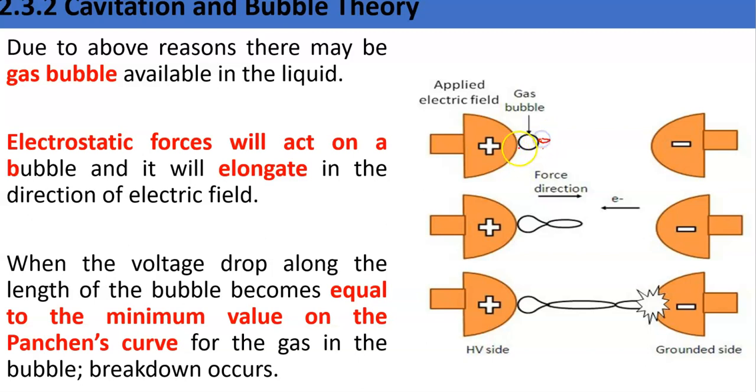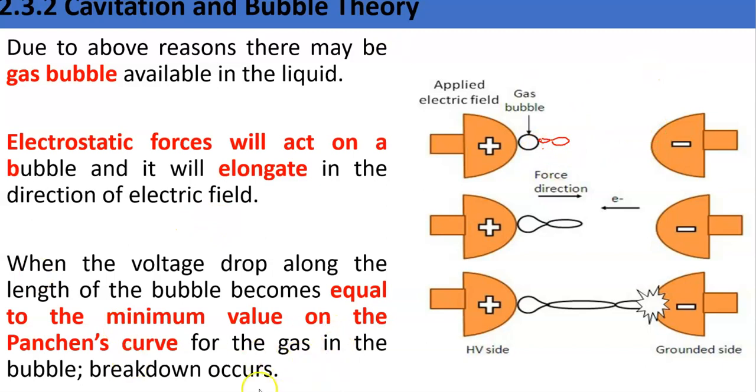So gas is increased, which means the bubble is elongated. Again, breakdown or discharge or ionization of this gas particle has occurred, and again gas is produced. See, so the bubble elongates and finally it bridges the gap between the two electrodes and breakdown occurs. So due to the above reasons there may be gas bubbles available in the liquid. Electrostatic forces will act on a bubble and it will elongate in the direction of the electric field. So elongation I have explained to you.